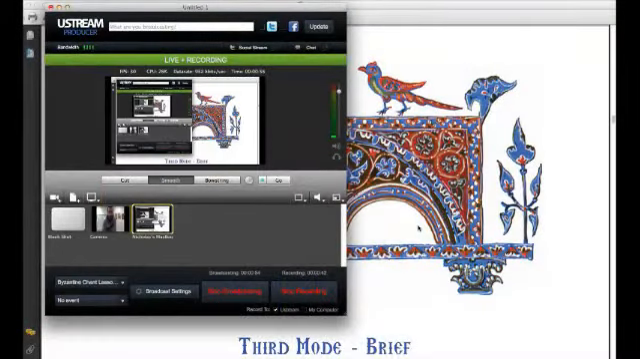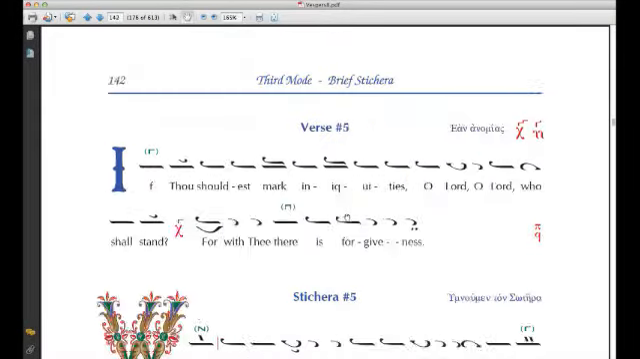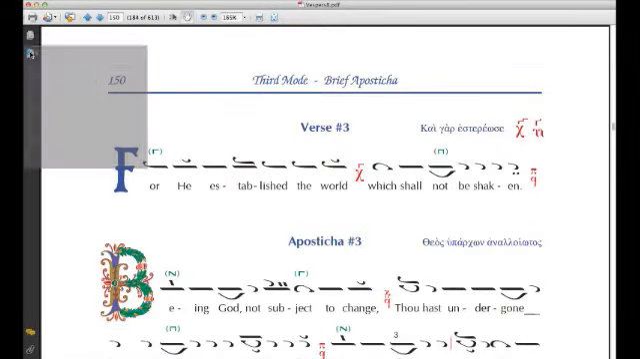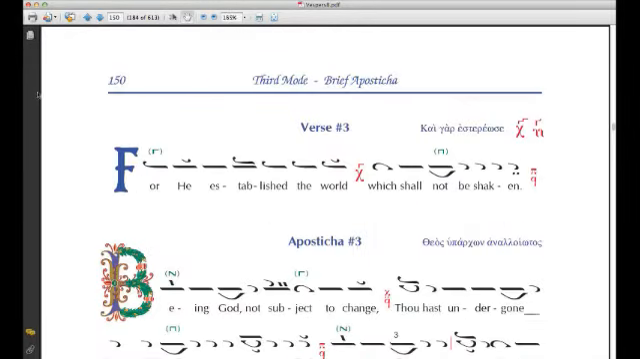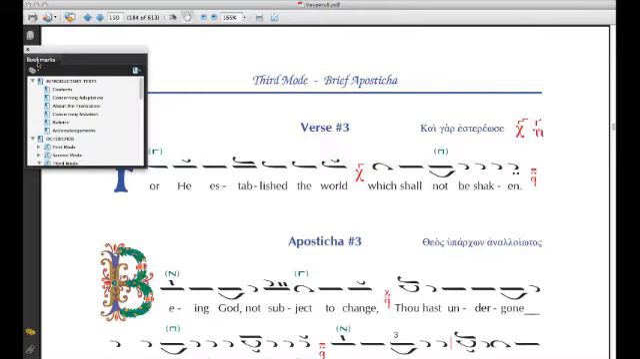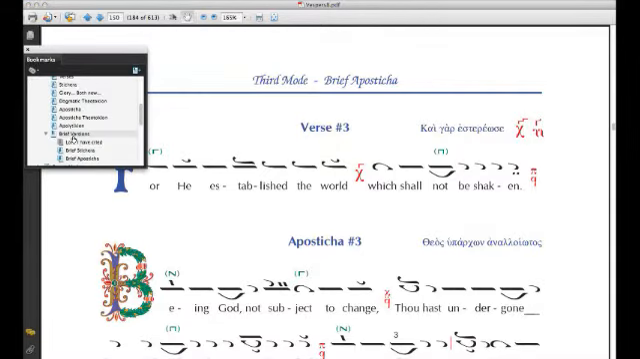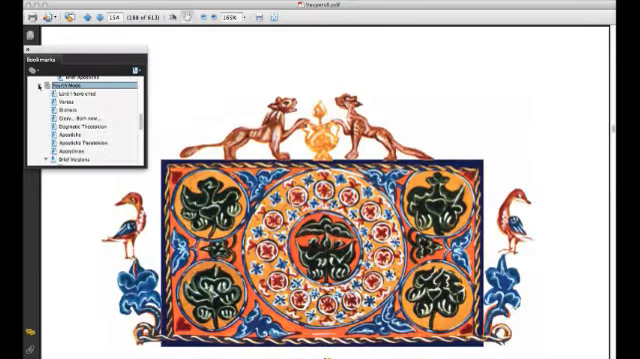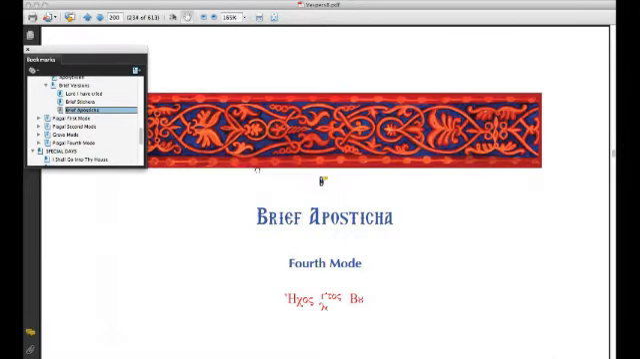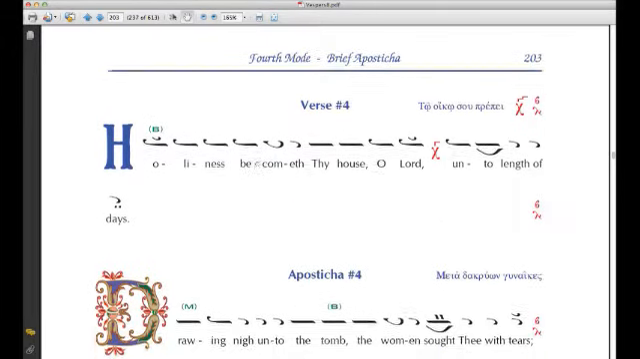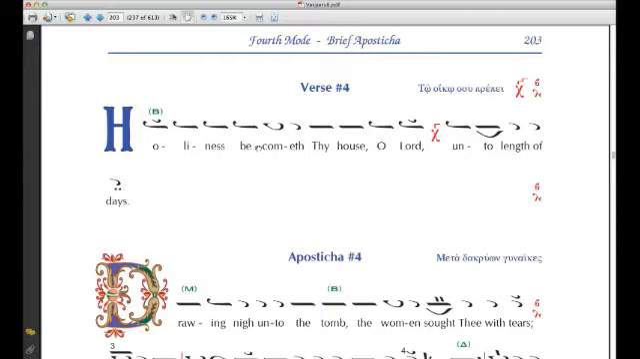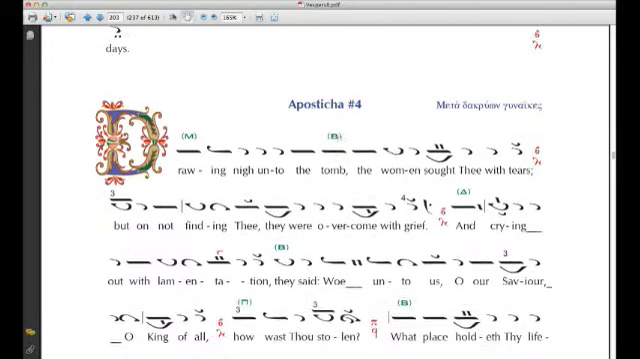All right. So this is page 203. Let me just bring it up on my screen here. Okay, so we have holiness becometh thy house, O Lord. I don't think there's anything of note here. The only thing before we start is at the bottom of the page.